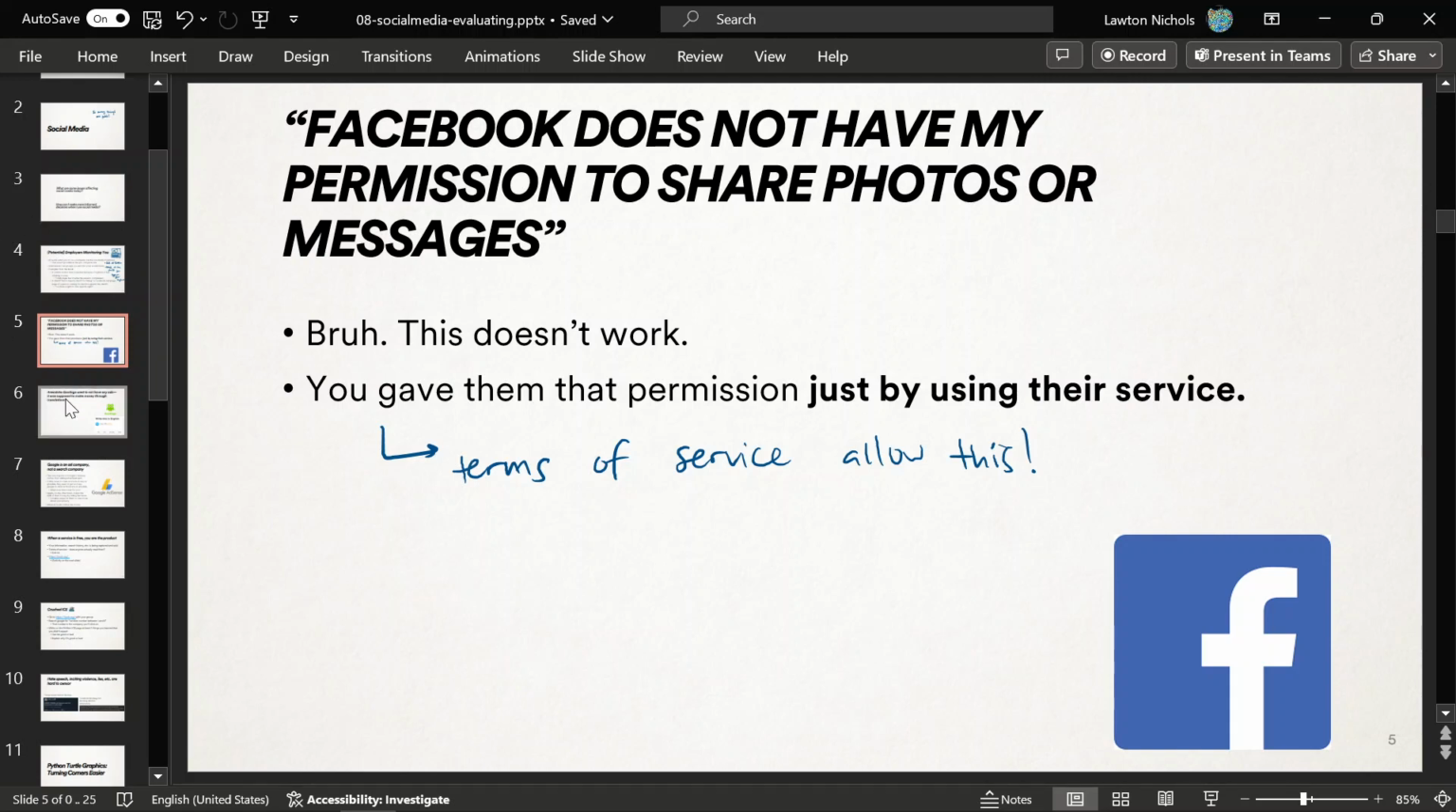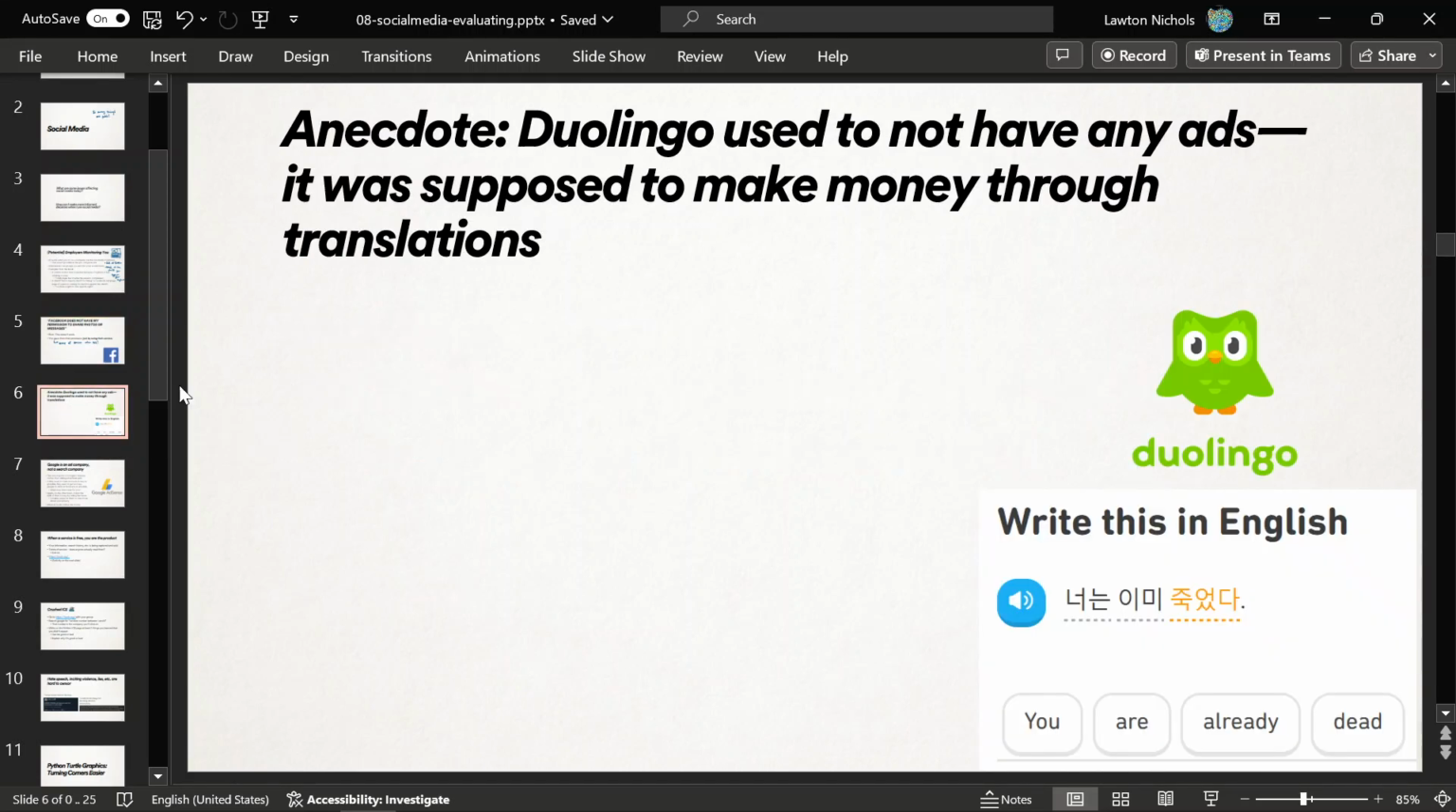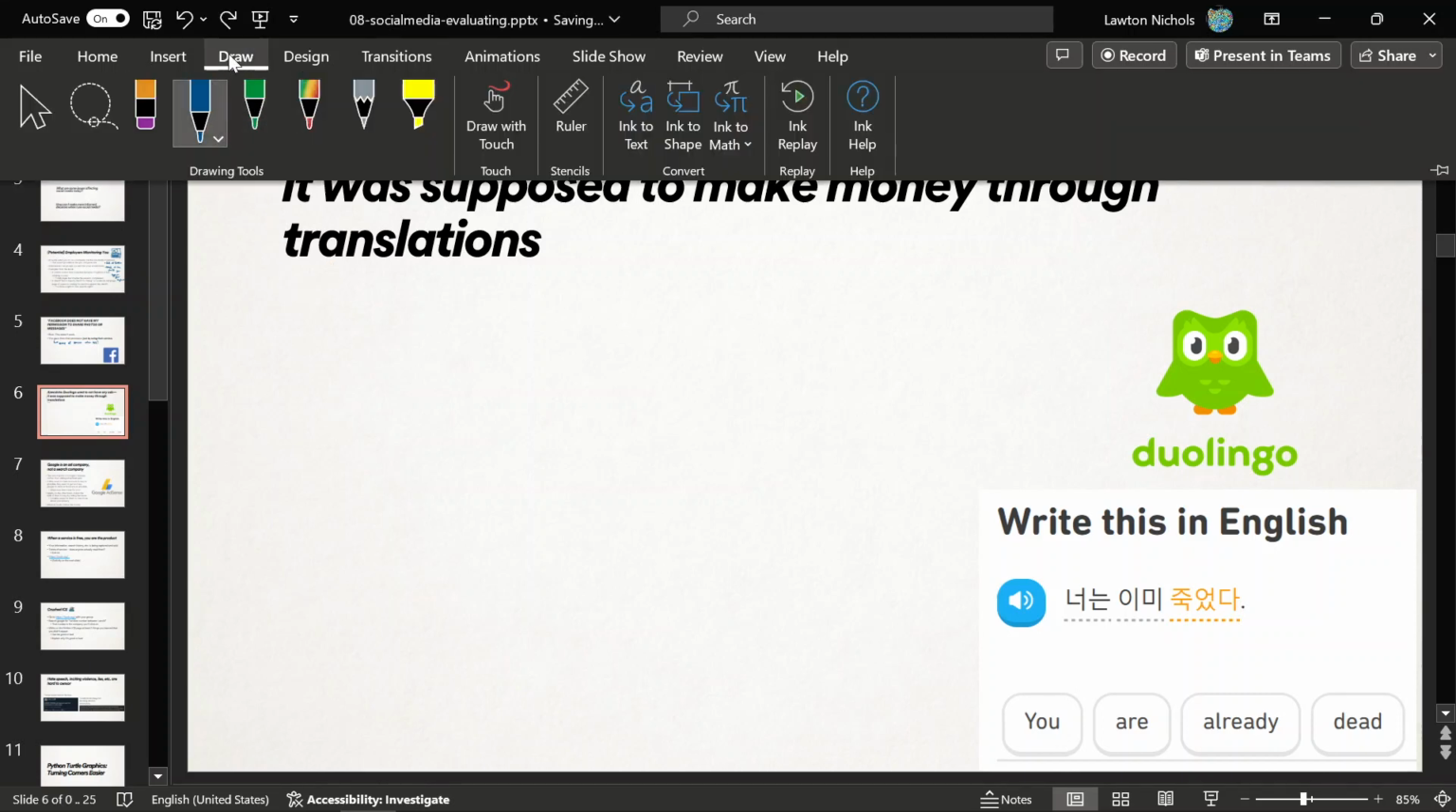All right. A fun one is applicable to me because I have a very long Duolingo streak. But back in the day, Duolingo used to not have any ads. Crazy enough, but they changed. They tracked people instead. They were supposed to make their money through translations. So now it's more of an ad-based social media kind of network.